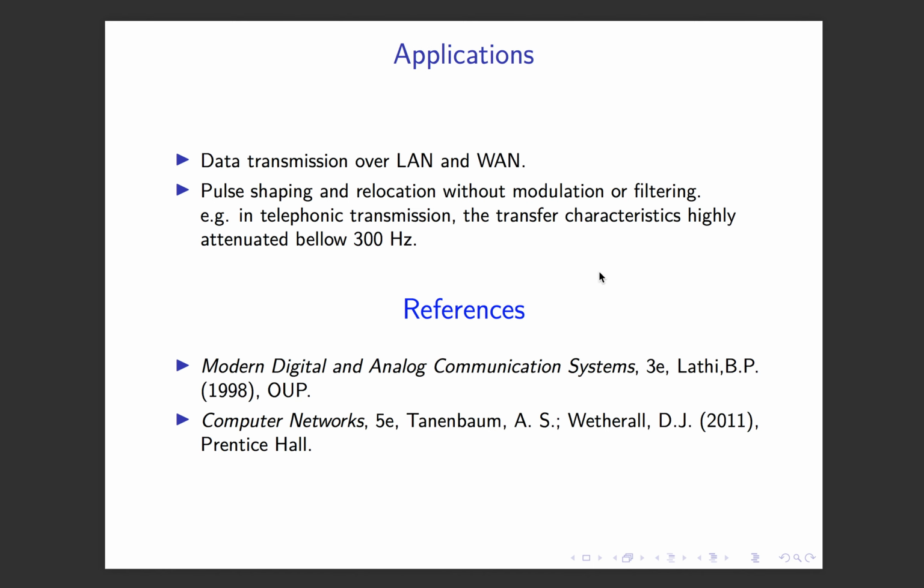So here we come to the last section of the talk. This data transmission happens over LAN and WAN, as we know, and another application is pulse shaping and relocation. In telephonic transmission, the transfer characteristics below 30 Hertz are highly attenuated. So there we need line coding schemes to make it efficient and errorless.